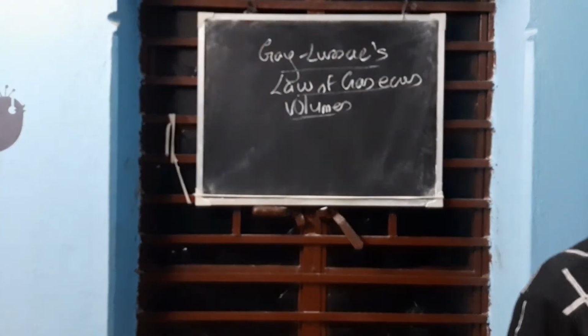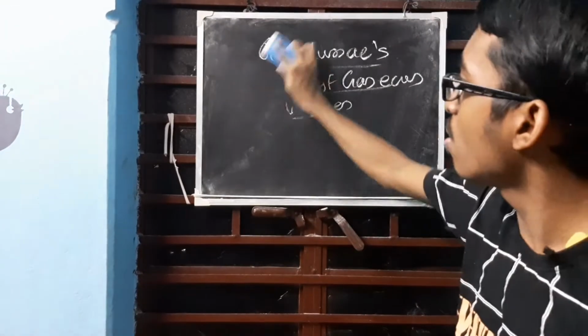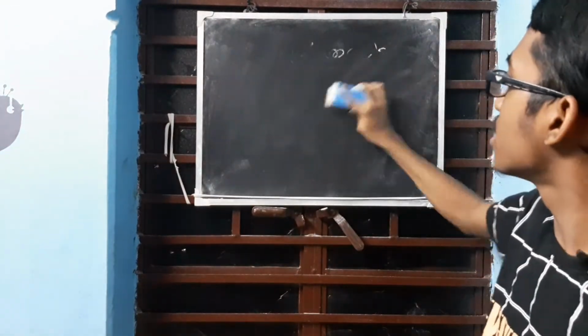So you cannot alter anything. You have to write exactly what Gay-Lussac has said. Clear? Now, how will you explain this Gay-Lussac's law?